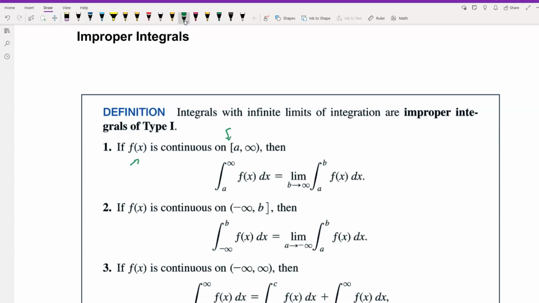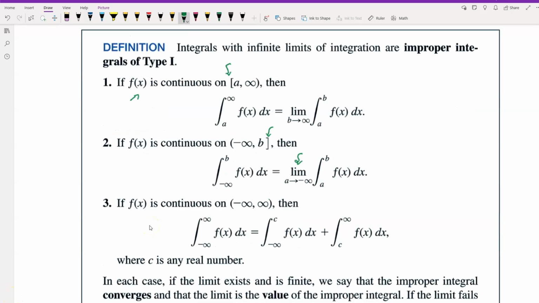Number 2, if f of x is continuous on (negative infinity, b], here we have a bracket, it's closed, then the integral from negative infinity to b of f of x dx is equal to the limit as a approaches negative infinity of the integral from a to b of f of x dx.